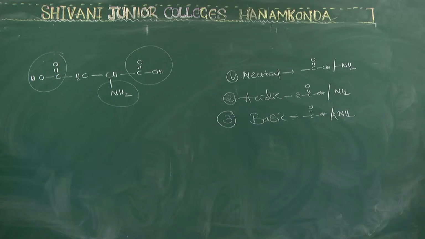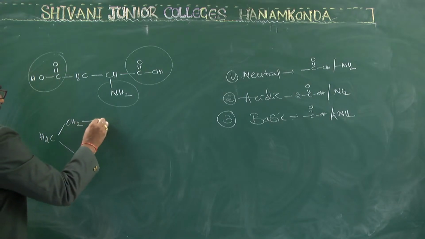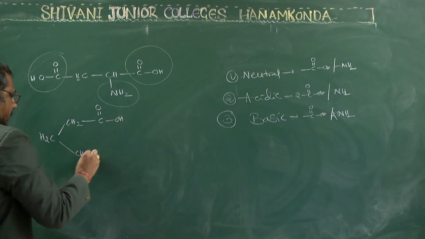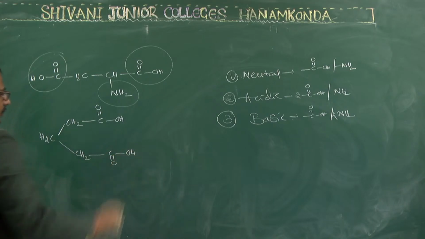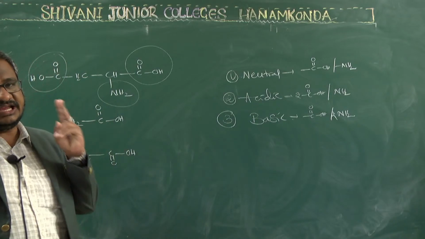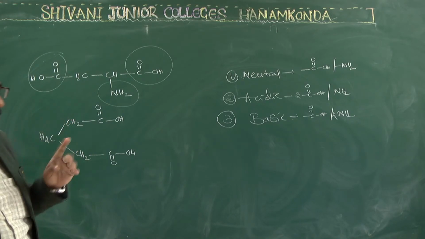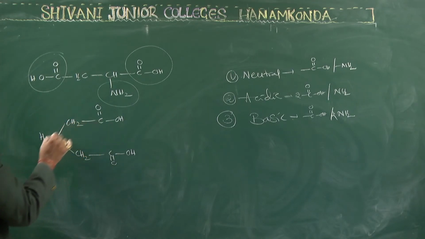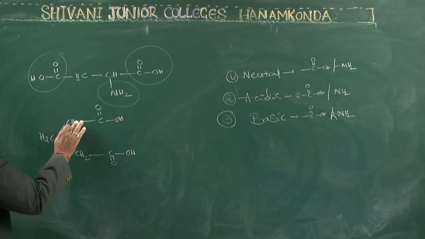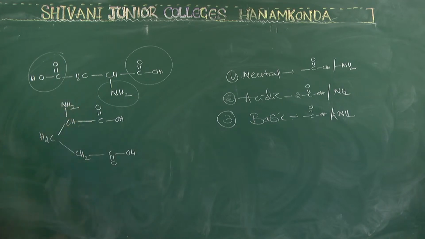Another one is glutamic acid. I think you know very well, in the nomenclature of organic compounds, there are dicarboxylic acids: oxalic acid, malonic acid, succinic acid, glutaric acid, adipic acid. Oxalic means 2 carbons, malonic acid 3, succinic acid 4, glutaric acid means 5. So see that 1, 2, 3, 4, 5. This is glutaric acid; glutamic means the NH2 group is present. So glutamic acid is there.